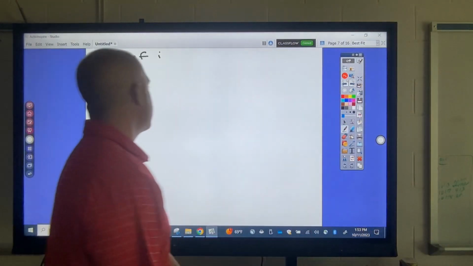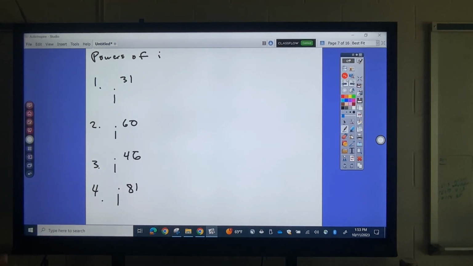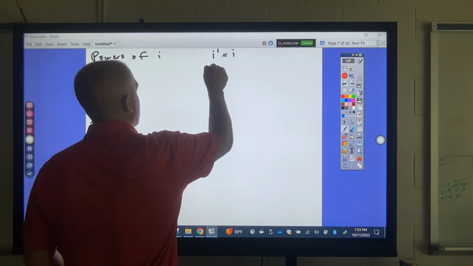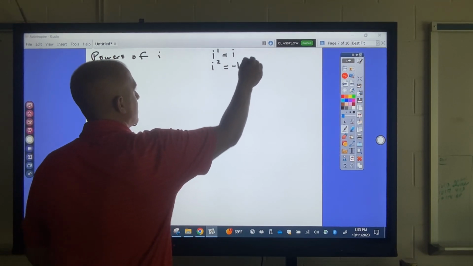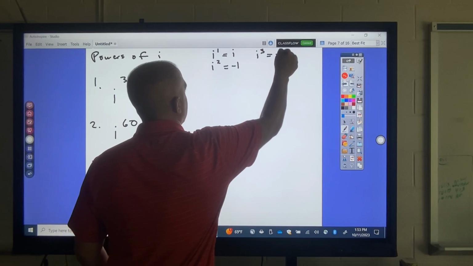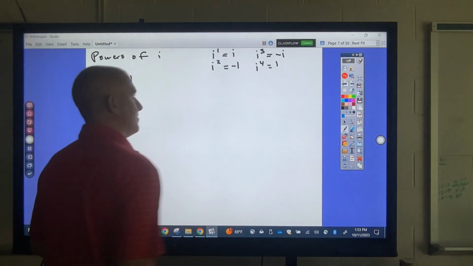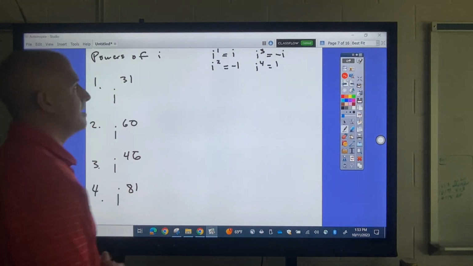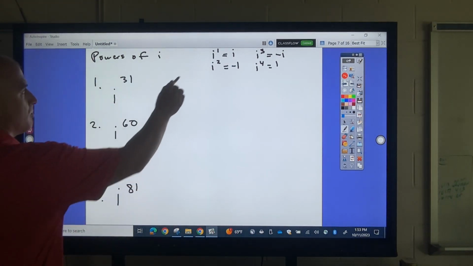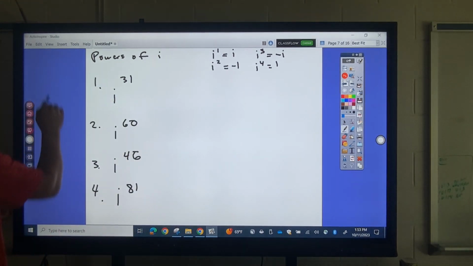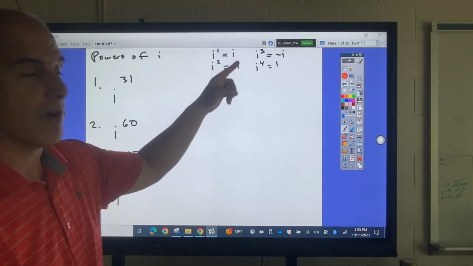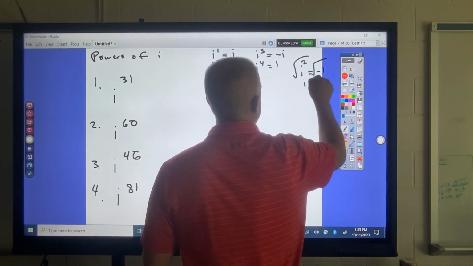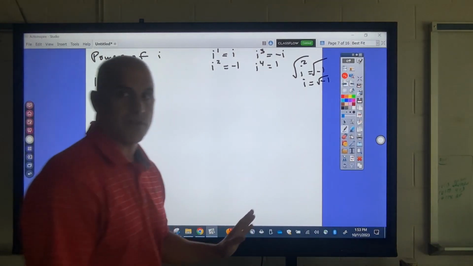All right? Next concept are the powers of i. And here's what you need to know. i to the first is just i. i to the second is -1. i to the third is -i, and i to the fourth will be 1. And the reason for that is if I took the square root of i squared, okay, i equals square root of -1. That's where that comes from, okay?